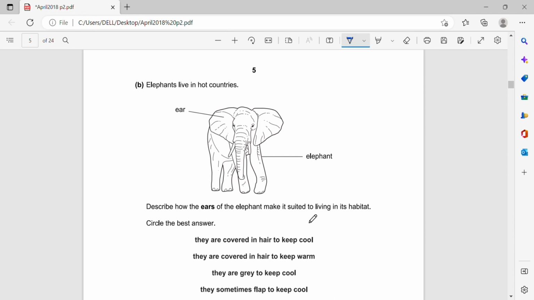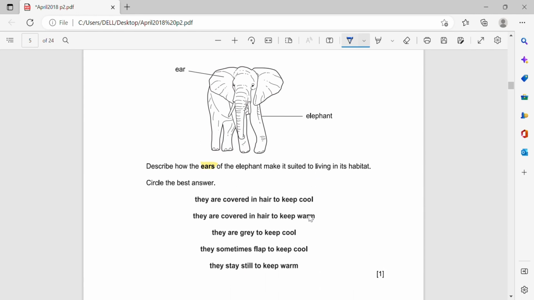Elephants live in hot countries. Describe how the ears of the elephant make it suited to living in its habitat, which is hot weather. Circle the best answer. Okay. They are covered in hair to keep cool. Well, they are covered in hair to keep warm. They are gray to keep cool. They sometimes flap to keep cool. They stay still to keep warm.